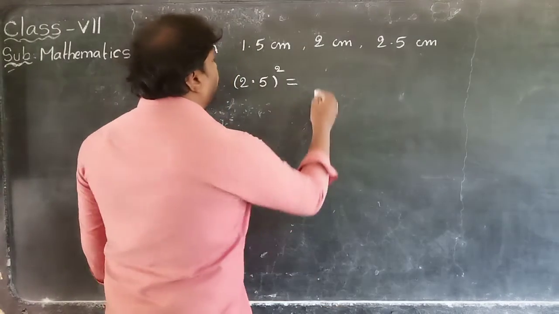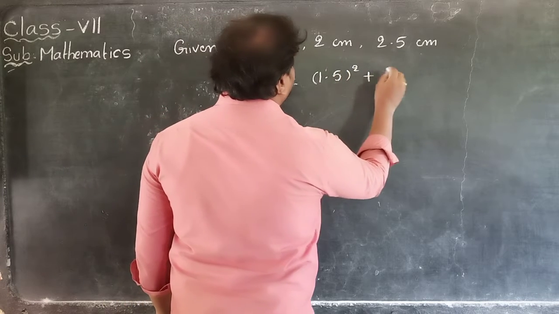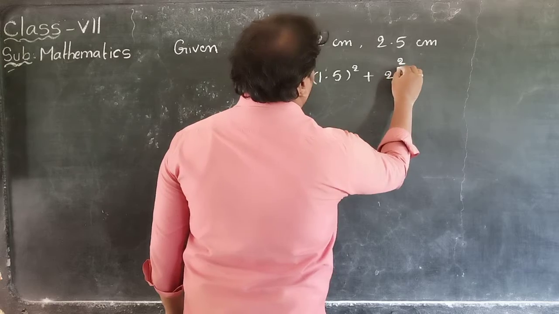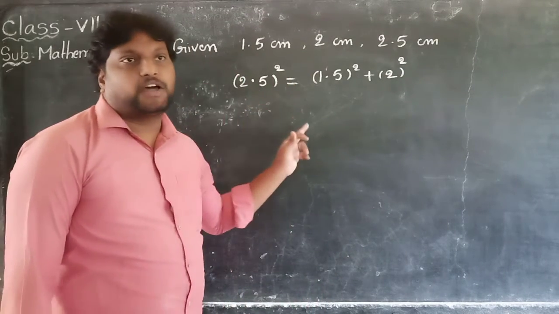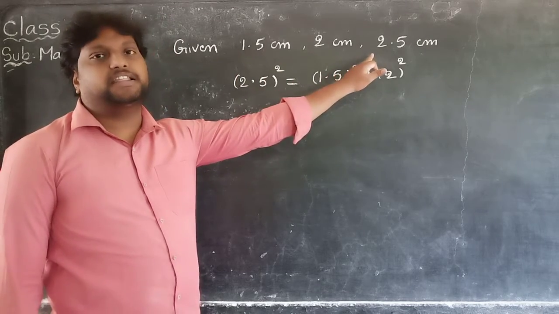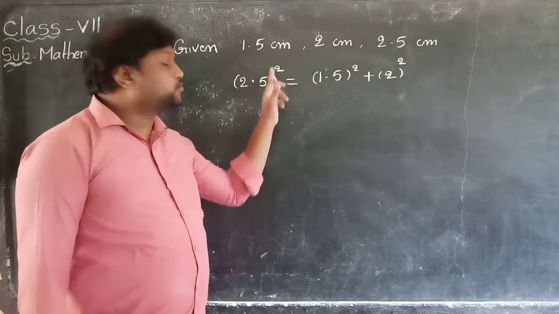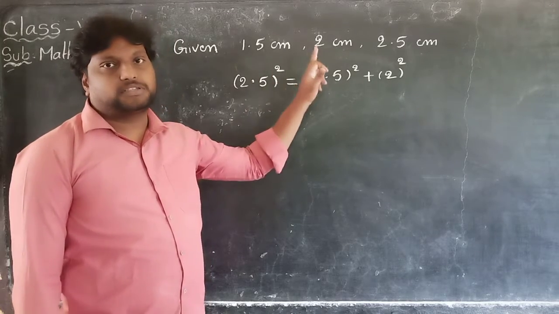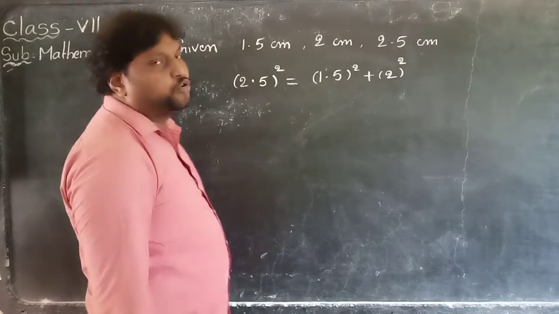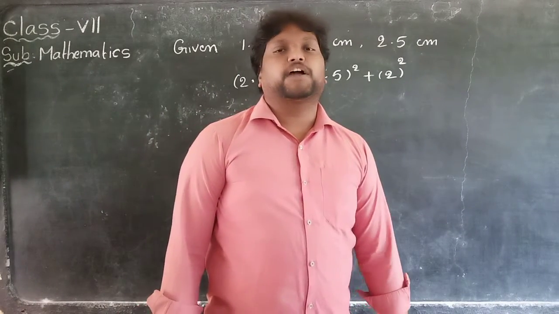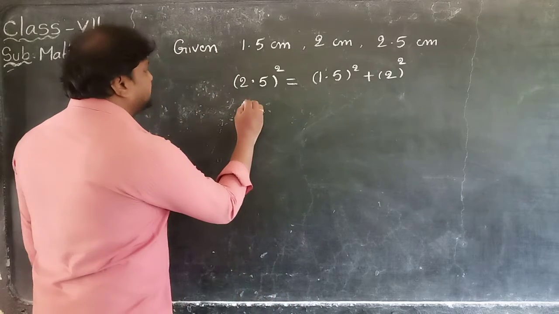Next, 1.5 whole square plus 2 square. What is the Pythagoras formula? According to the Pythagoras formula, the square of the longest side, which is the 2.5 centimeter, is equal to the sum of squares of the remaining two sides. Then 2.5 into 2.5, just consider 2.5 as 25. 25 times 25 is 625.